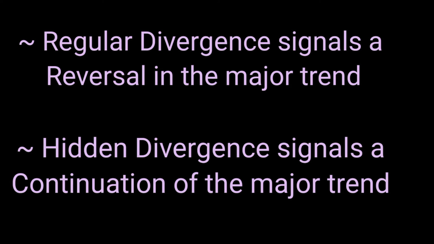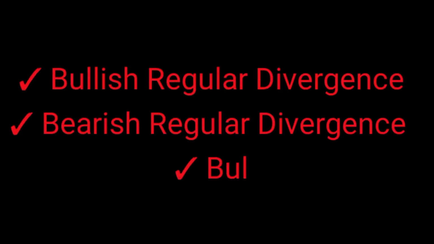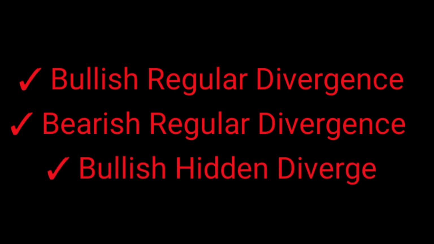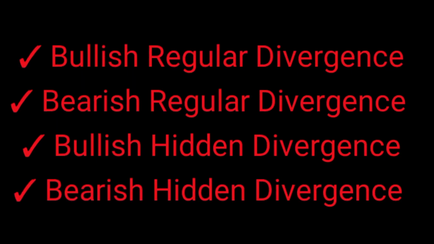So there are two types in each of these categories. We have the bullish regular divergence and the bearish regular divergence. While in the hidden divergence category, we have the bullish hidden divergence and the bearish hidden divergence. So I will take each of them one after the other to explain.